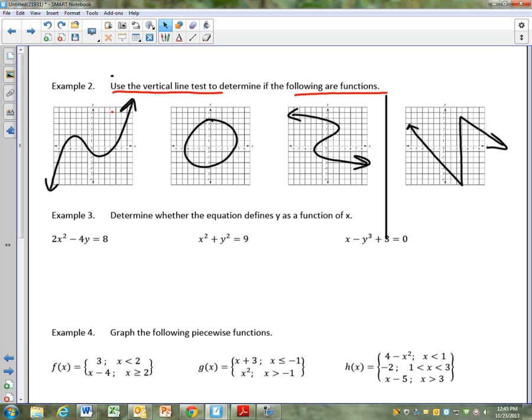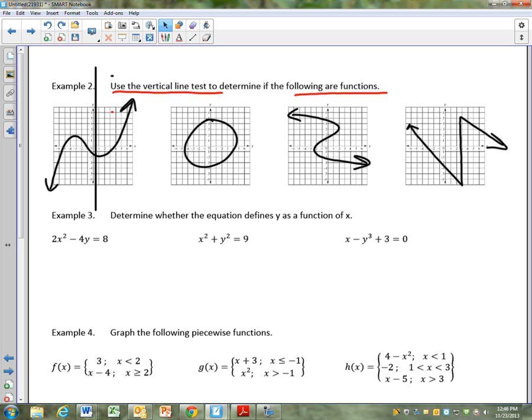Take a vertical line, drag it across the function, and if it crosses two or more points, then it's not a function. The reason why it works is a vertical line is an equation of x equals. So we just set it on a spot, say x equals -3. How many outputs are there at x equals -3? There's only one. The output is right here.